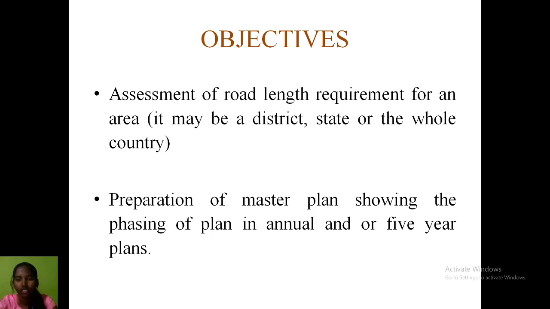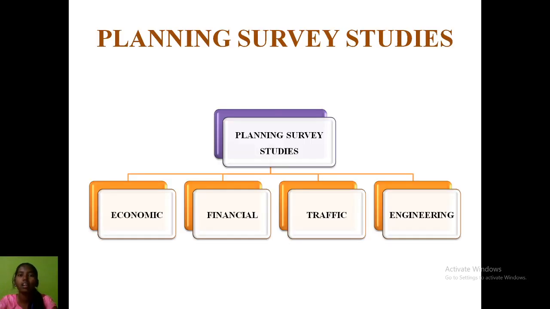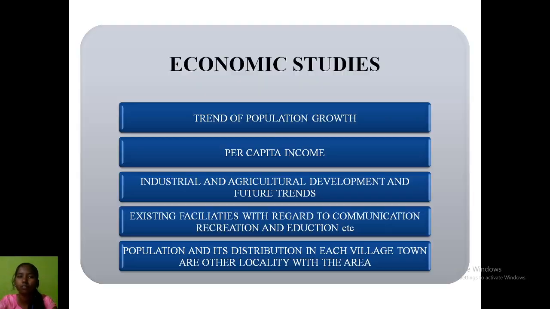Field surveys required for collecting the factual data are called a planning survey, and the planning done based on these surveys cannot be wrong as they reflect the actual site conditions. The following four studies are undertaken while conducting the field surveys. The first one is economic studies, second one is financial studies, third one is traffic studies, and fourth one is engineering studies.